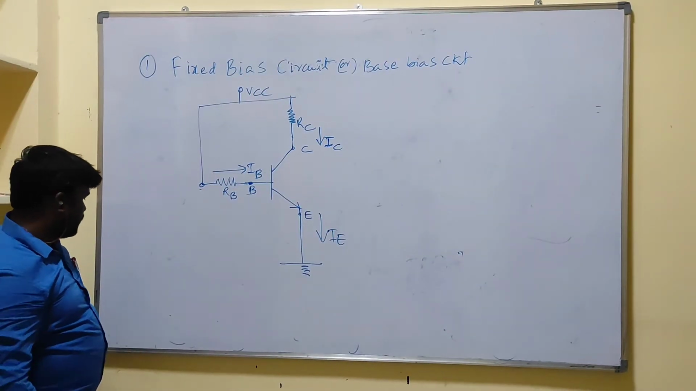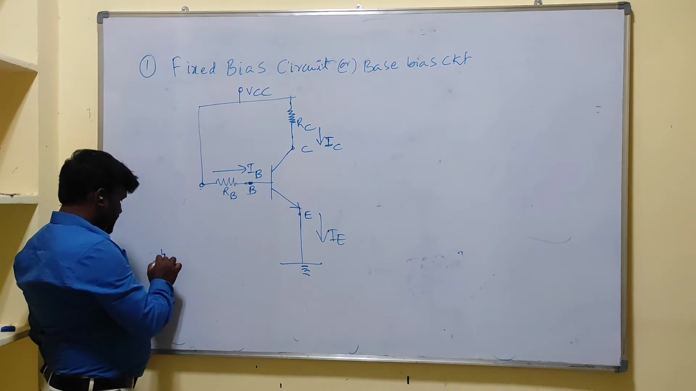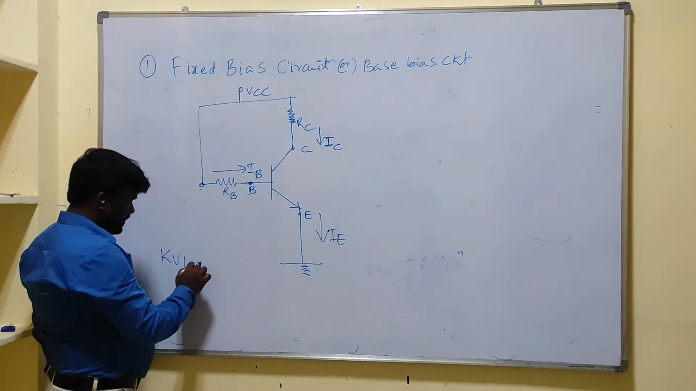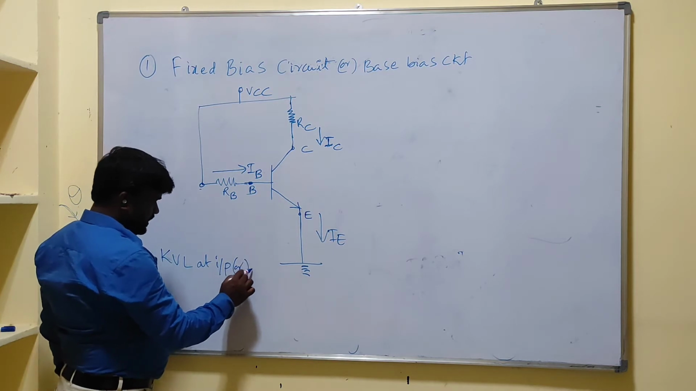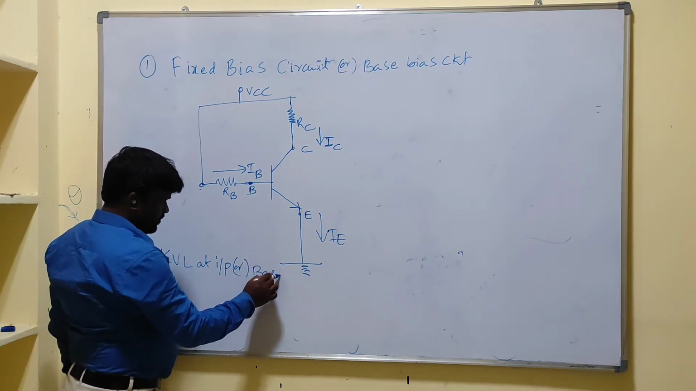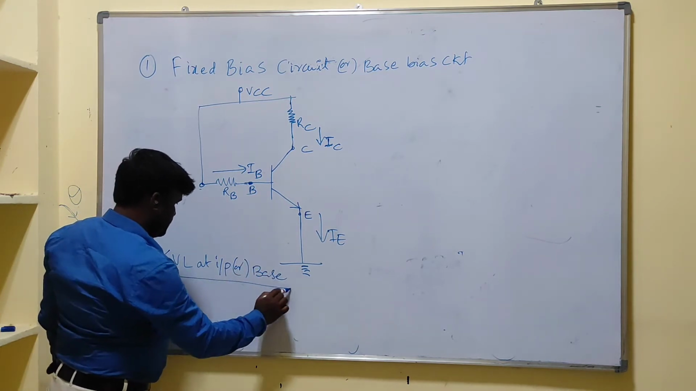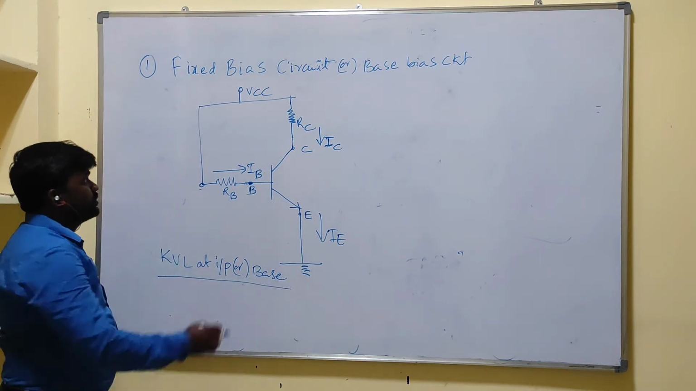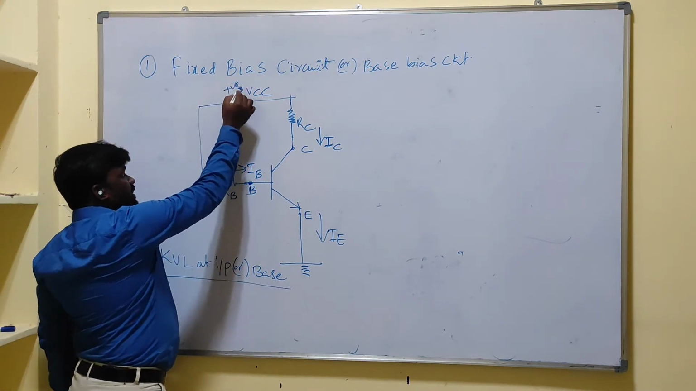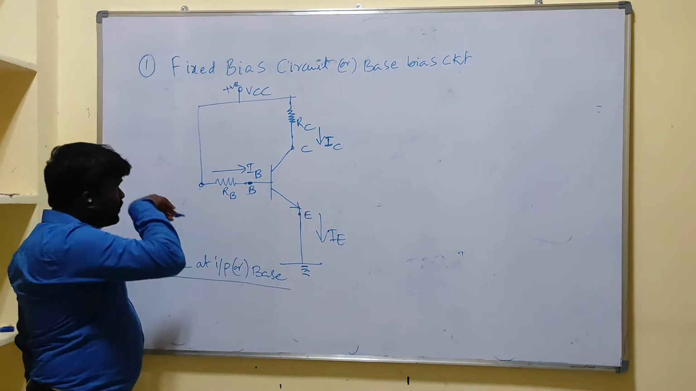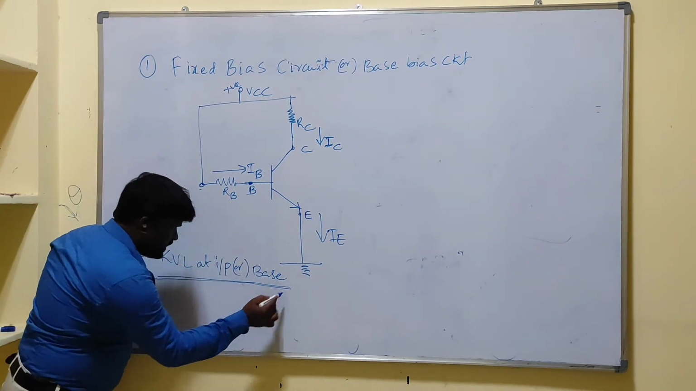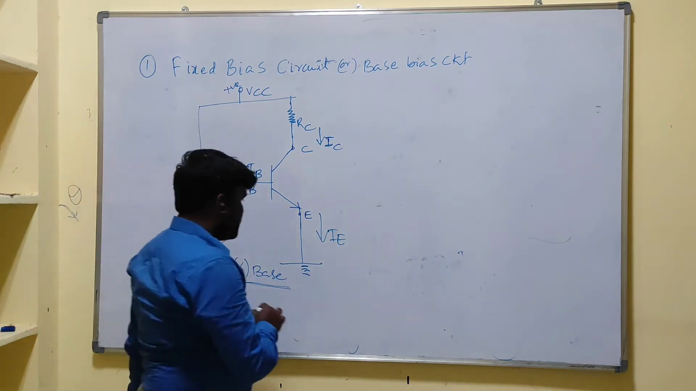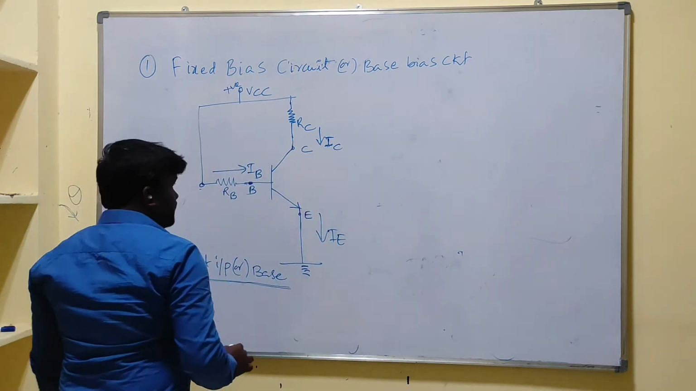So for that we need to apply what? KVL at input side, or KVL at base. Okay, so this is positive VCC. It is positive, meaning negative is connected to ground. That means I will consider only the circuit at the base side.